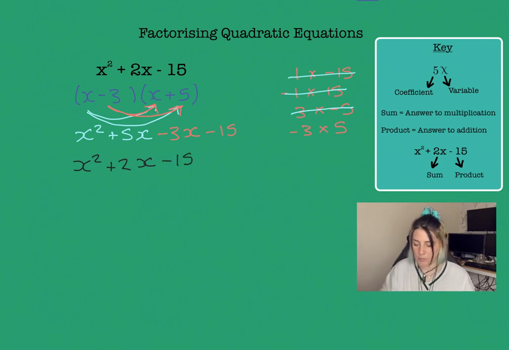So if we look at that, we've got x squared plus 2x minus 15, which is exactly the same as our start equation. Therefore, we know we've got the correct numbers in our brackets. If we had ended up with a different equation there, then we would know that we'd made a mistake somewhere, and we would just have to swap the numbers around or change the numbers completely in order to get back to that original equation. And that's factorising quadratic equations with negative numbers.